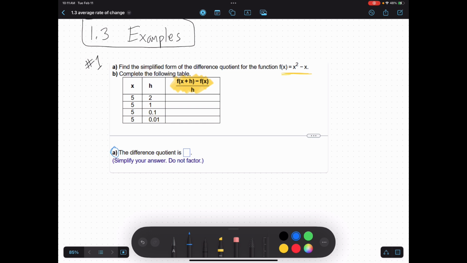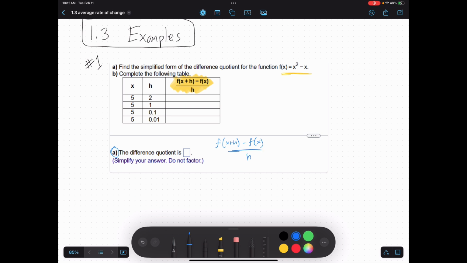Part A is asking us to find the difference quotient as a function. And then we'll plug in the x and plug in the h for each of these different values. So that's what we're going to start with. We're going to start by just finding the difference quotient as a function. So the difference quotient is f of x plus h minus f of x all over h.